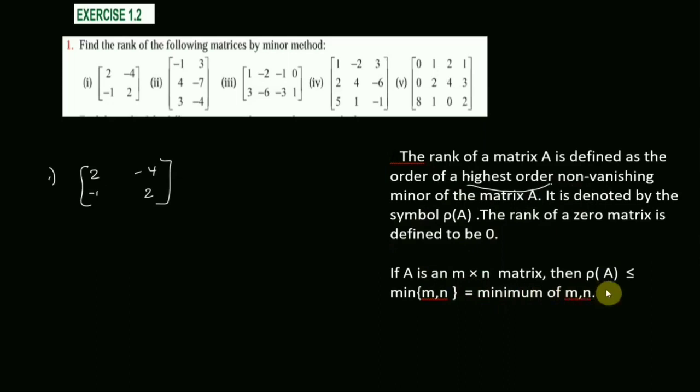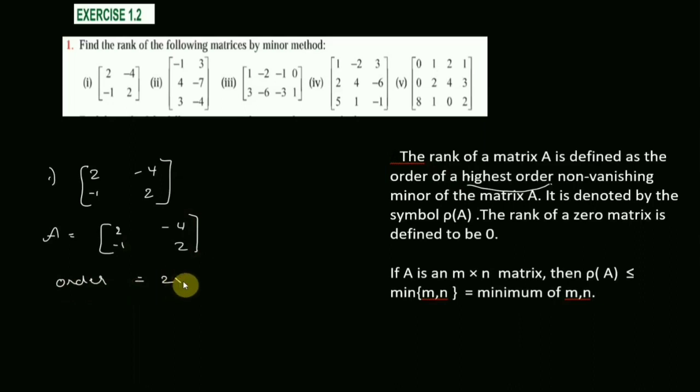If A is an m by n matrix, rank of A will be less than or equal to the minimum of m and n. So let us do the first sum. It is given matrix A is [2, -4; -1, 2]. So let us denote it as the A matrix: 2, -4, -1 and 2. So the first thing, step 1, is to find the order of the matrix.